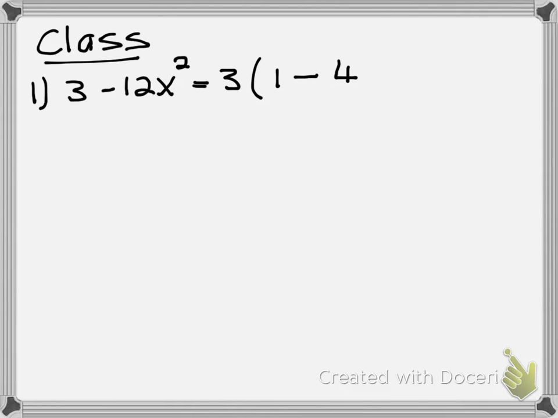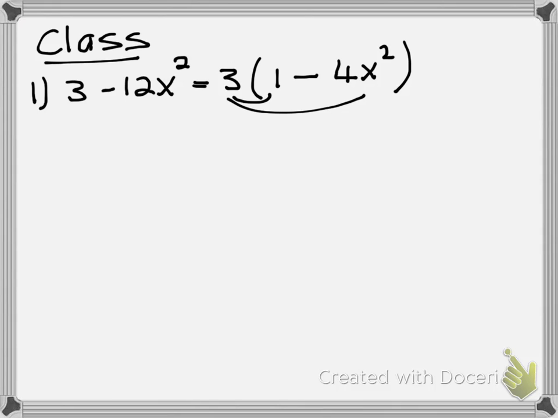3 minus 12x squared. You guys are following me on the course packet, right? First of all, look for a common factor. Yes, there's a common factor. I can take out a 3 and I'm left with 1 minus 4x squared. Take out a 3 and I'm left with 1. See, that's 3 minus 12x squared when I multiply it out.